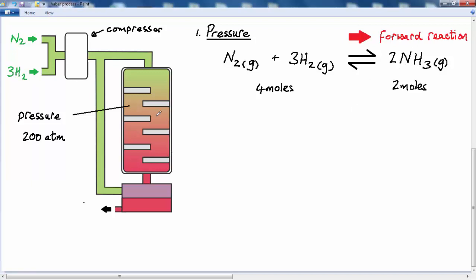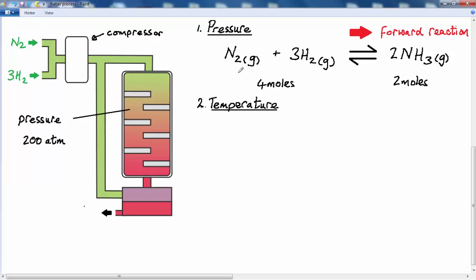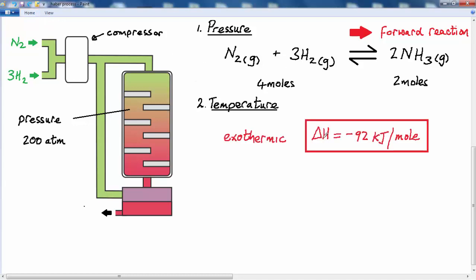Now we consider the temperature aspect. Now this ammonia reaction, the forward reaction in this case, is exothermic. That means delta H is negative, which means that heat is released in the forward direction, which means that heat is released as ammonia is formed. Now then, what that means is that actually what you really want to do is to cool down this chamber. That's to say, to reduce the temperature in order to favour the forward reaction.